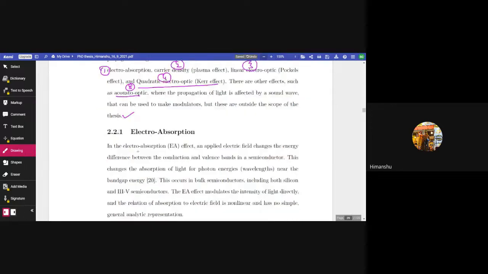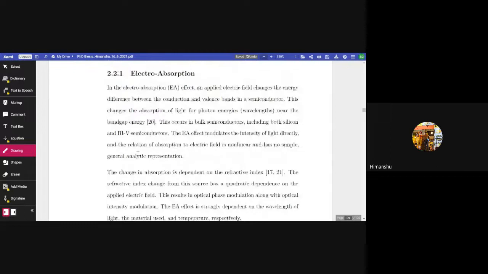So now coming to the electro-absorption effect. In the electro-absorption effect, an applied electric field changes the energy difference between the conduction and valence bands in a semiconductor. This changes the absorption of light for photon energies near the bandgap energy, reference number 20. This occurs in bulk semiconductors, including both silicon and III-V group semiconductors. These III-V group semiconductors consist of elements like boron, gallium, aluminum, arsenic, antimony. So these are the materials in this III-V semiconductor group.